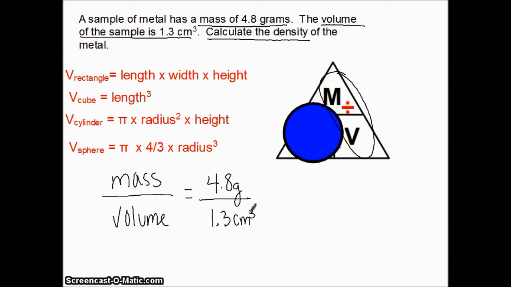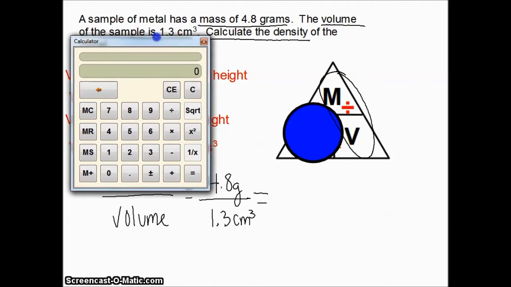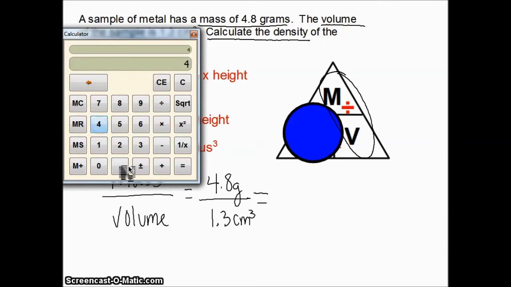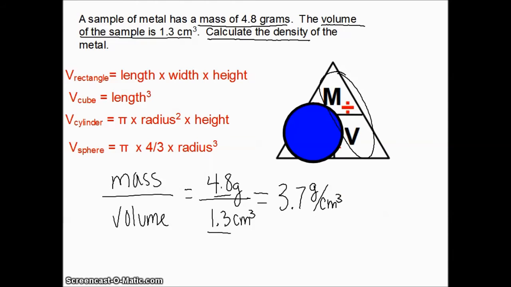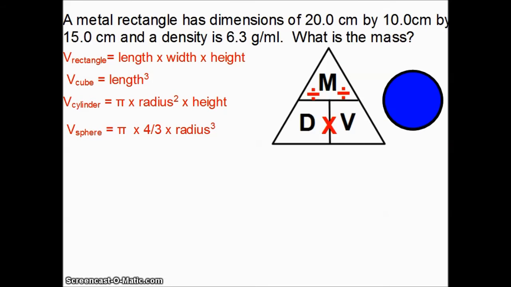So now that we have our equation here, we just need to plug it in our calculator. So we have our calculator here. I have 4.8 divided by 1.3 equals, and we have this long crazy number here, but we only want 2 sig figs because that's the least amount that we have. So we're going to round this to 3.7, and that's grams per cubic centimeter. And that would be our density. Okay, so let's look at a new problem.